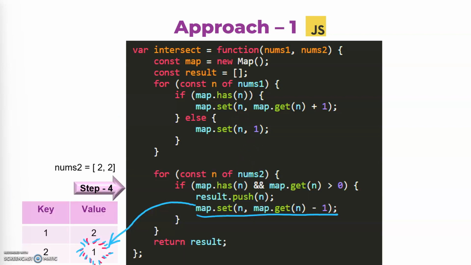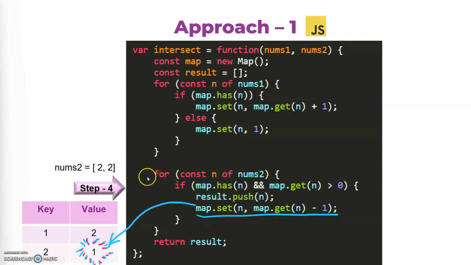This is the last step. In this step, we will iterate through every single element in the nums2, and there are 2 conditions we check. Map.has, if the map has got this element, and also the corresponding key's frequency has to be greater than 0. In that case, we are going to push that element into the result array. After that, we need to set this map's value, and we have to decrement the frequency. That is what we have done here.